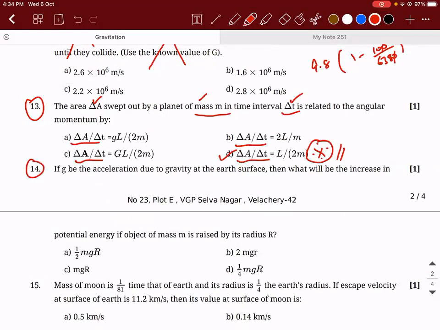14th. If g is the acceleration due to gravity at the Earth's surface, then what will be the increase in potential energy if the object of mass m is raised by its radius R? So read the question. If g is the acceleration due to gravity at the Earth's surface, then what will be the increase in potential energy if an object of mass m is raised by its radius capital R?